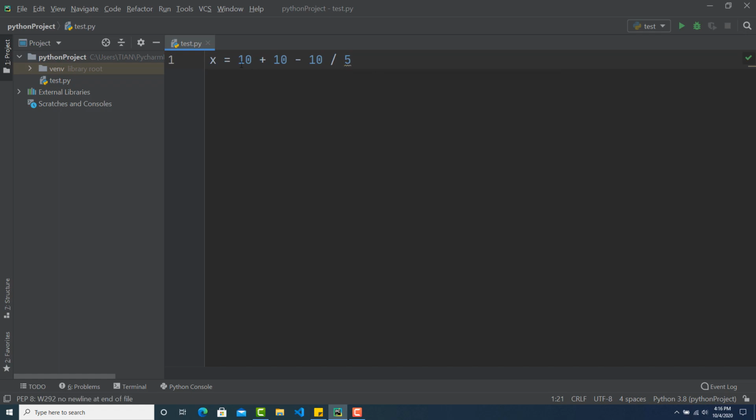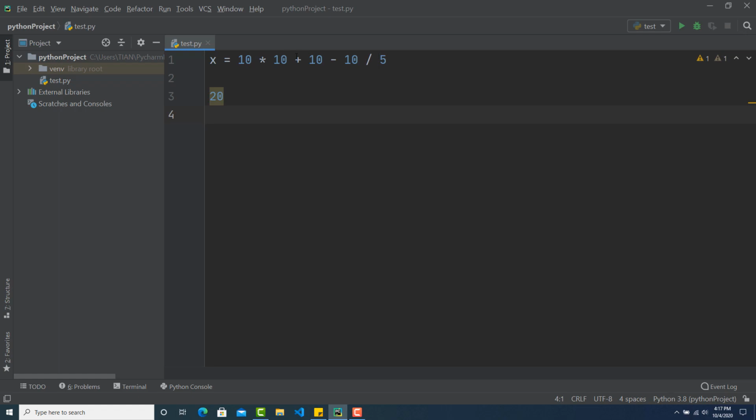Whenever you see something like this where there are a bunch of things, so let's add another one, 10 times 10. You may be thinking that 10 times 10 is 100, 100 plus 10 is 110, 110 minus 10 is 100, and 100 divided by 5 is 20. So the answer is 20, but it does not work like that.